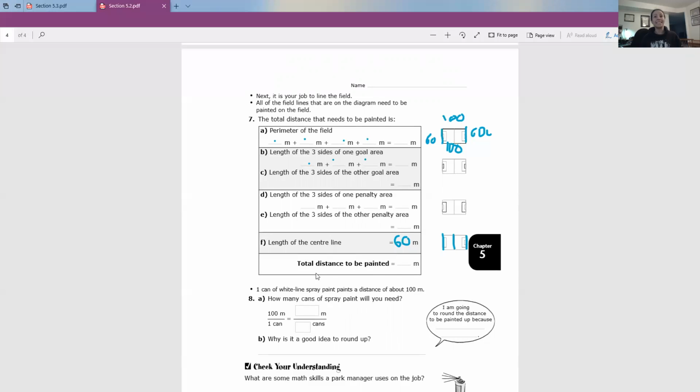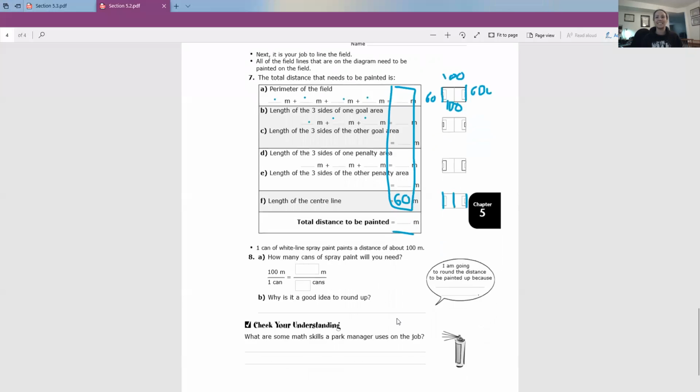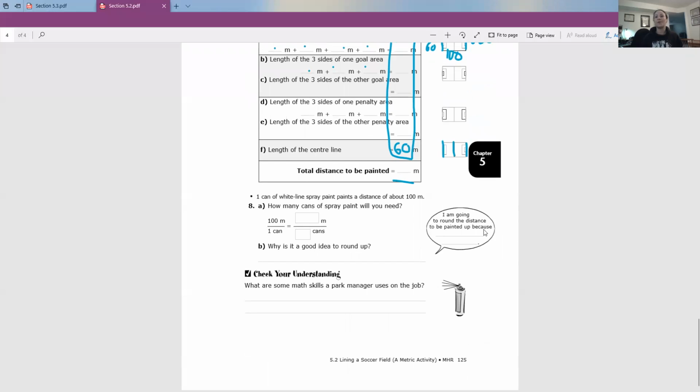Calculate the total amount that needs to be painted. That would mean adding up the perimeter of the field, the length of each goal area, the length of each penalty area, and the center line. So you're going to add up all of these numbers to get this total. Okay. Once you've got that, whatever your answer is, you can put it here, and then you can use your ratios to figure out how many cans you have. Okay. I'm going to round the distance up because you can't buy half of a can of paint. Okay. So you can play around with that.